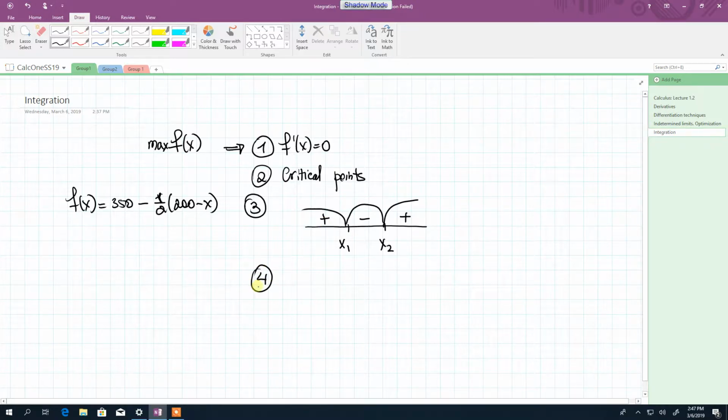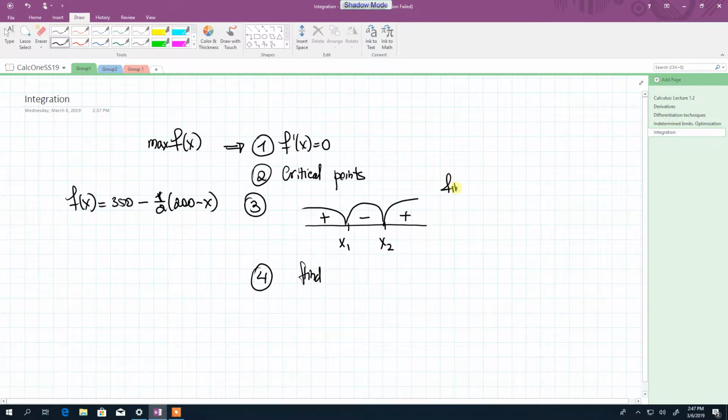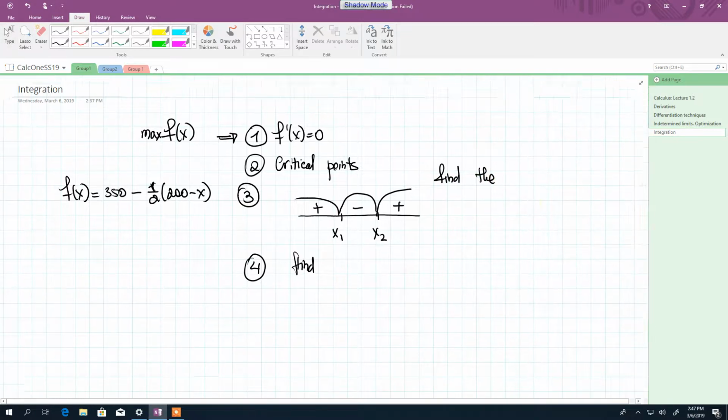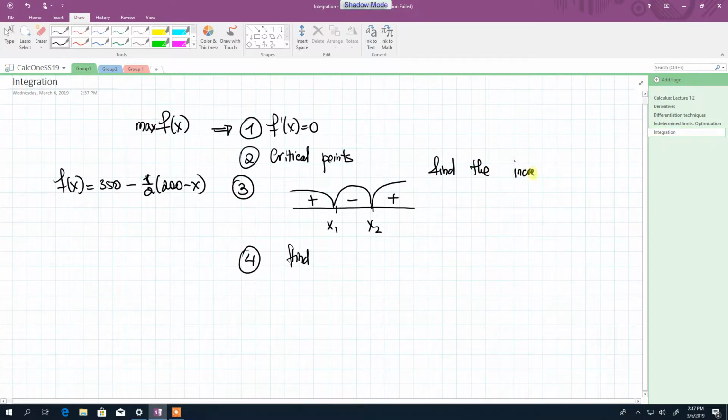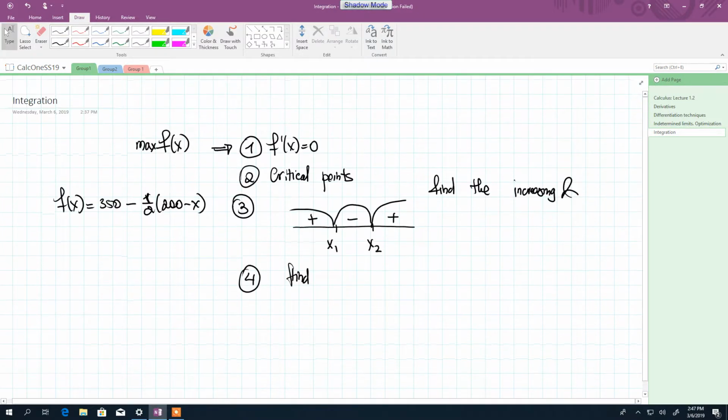Or another method is to find the second derivative of the function, right? And find the zeros of the function. So find the increasing and decreasing regions, right?